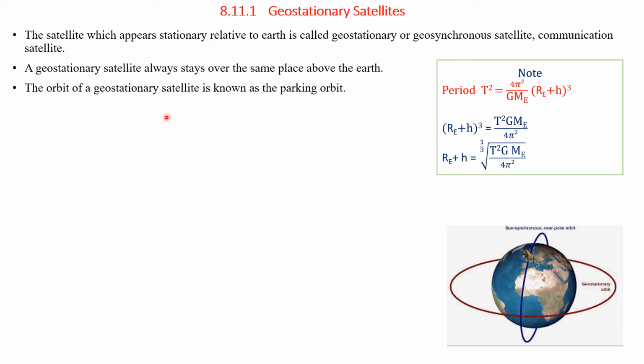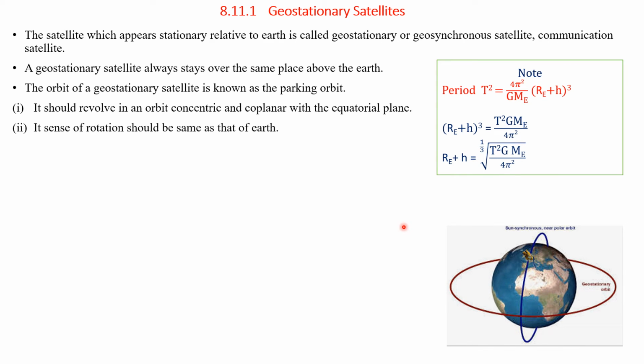The orbit of a geostationary satellite is also known as the parking orbit. It should revolve in an orbit concentric and coplanar with the equatorial plane. This plane is called the equatorial plane and it should be concentric. That is, the center of this orbit and the center of the Earth should coincide, and its plane should also be the equatorial plane.